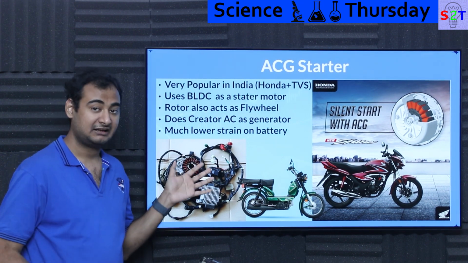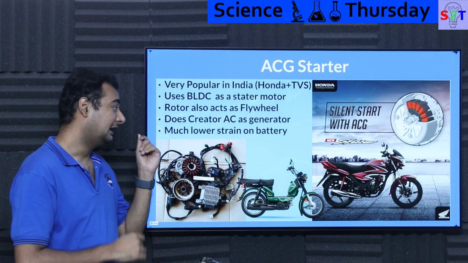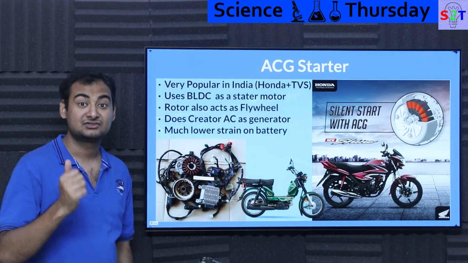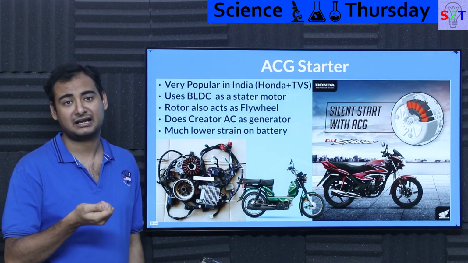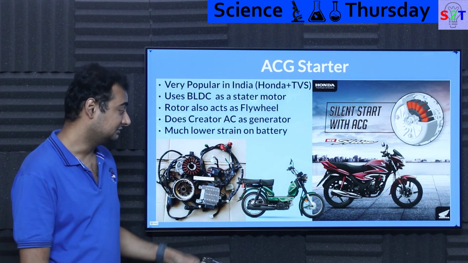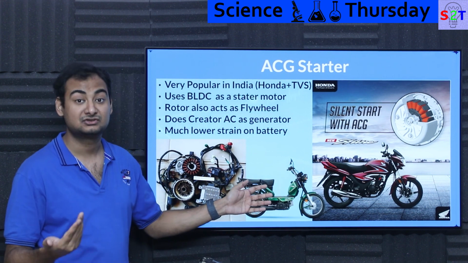So the rotor does act as a flywheel. It makes it smaller and compact, and it does have a much lower drain on the battery when you're starting it. If you're familiar with starter systems, they have a huge inrush. You can only crank for a few times, one or two times. Now this system, even my dad's scooty has this.